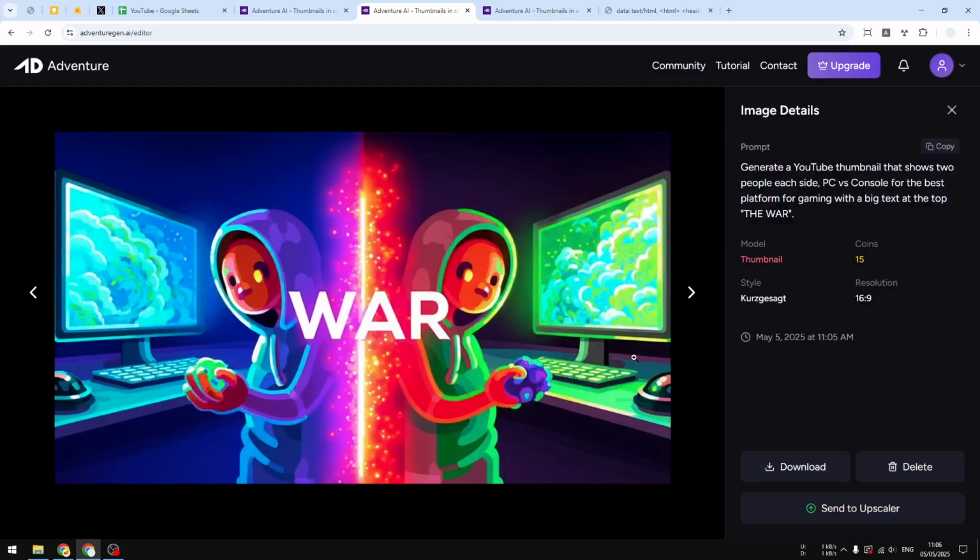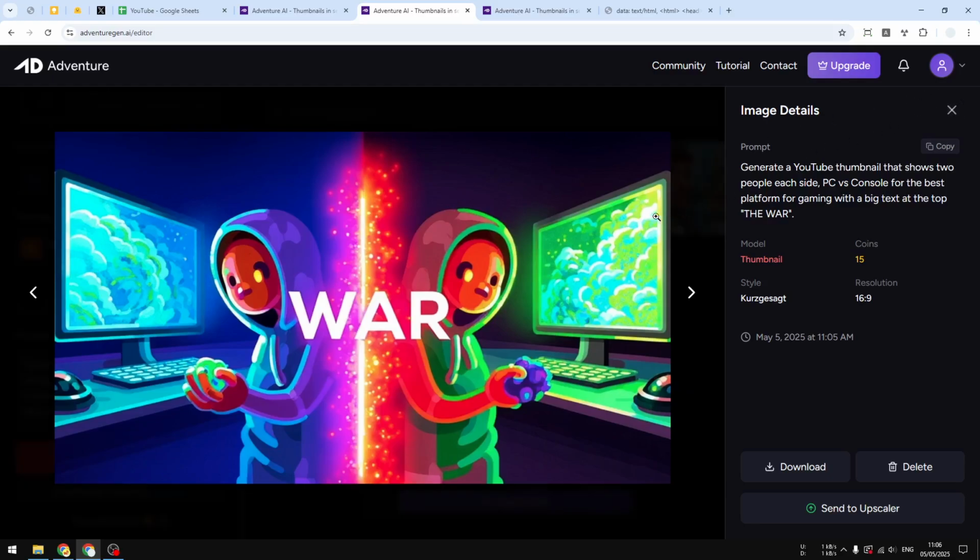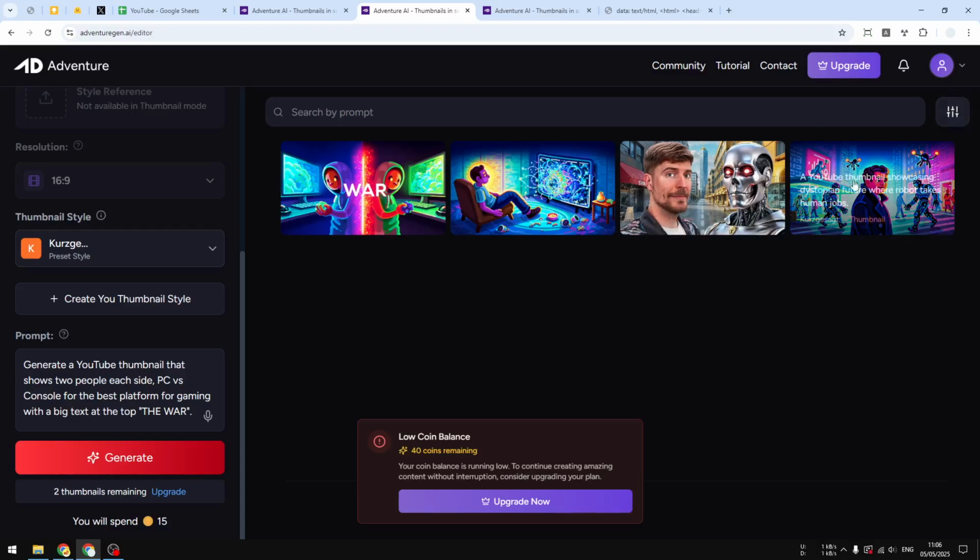Alright, this is the result. Honestly, I'm not really a fan of this generation because I was thinking that the people here would be facing each other, but they're actually blocking each other, and the words "the war" should be at the top, but right now they are in the middle of the picture. So it's not always perfect, but from the style standpoint, it's very, very close, especially if you look at the previous example that I just created using this AI tool.